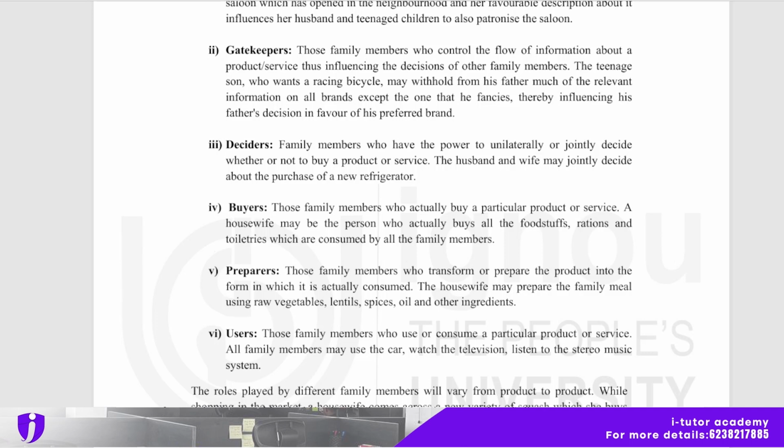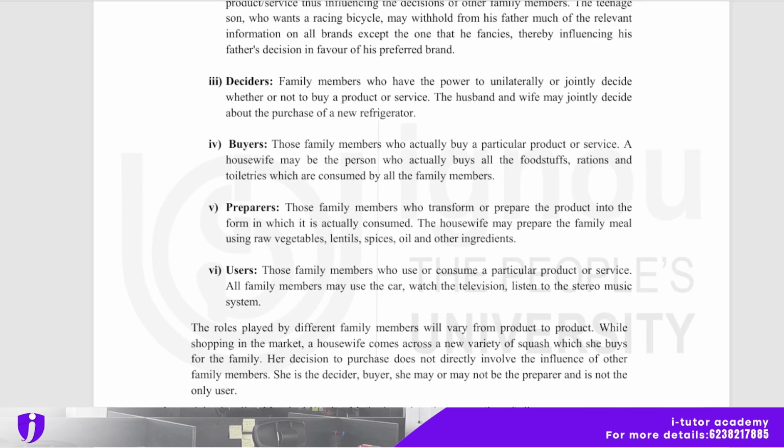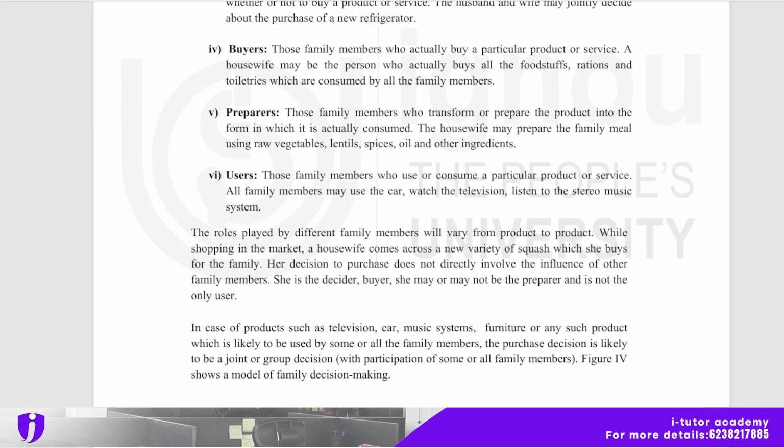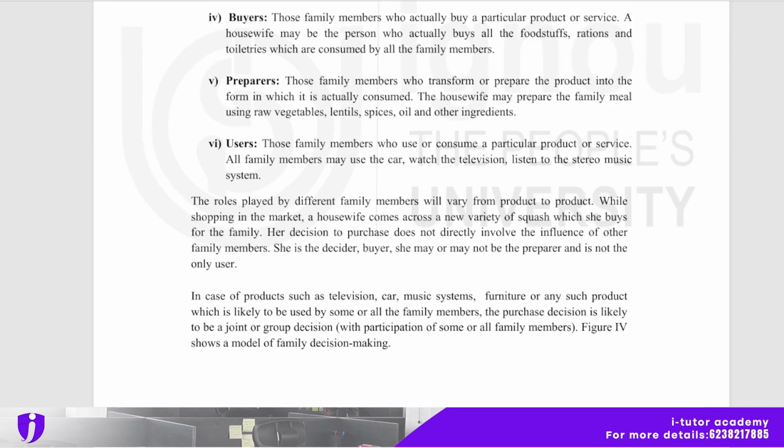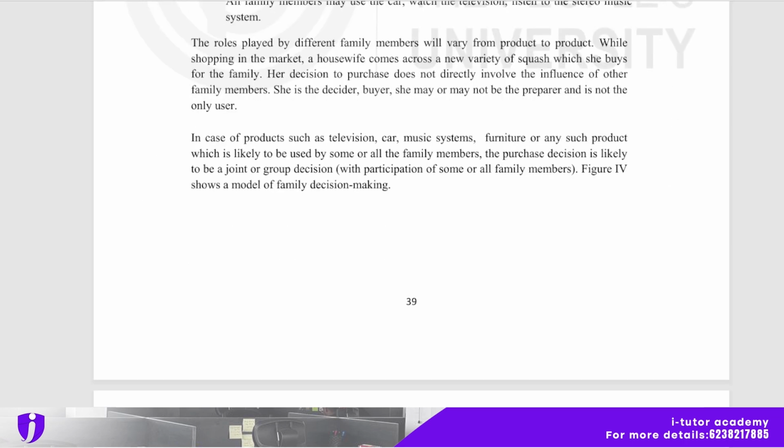of other family members. Deciders, family members who have the power to unilaterally or jointly decide whether or not to buy a product or service. Buyers, those family members who actually buy a particular product or service. And preparers, those family members who transform or prepare the product into the form in which it is actually consumed. And users, those family members who use or consume a particular product or service, like that.